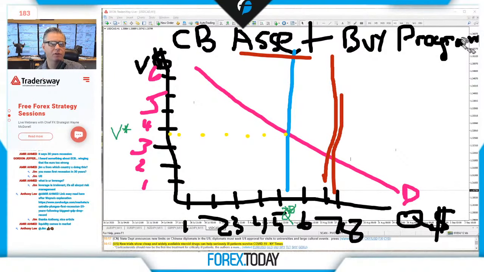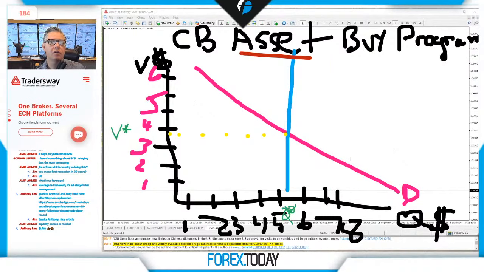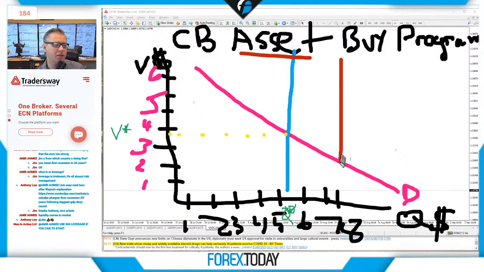Dude, that's supposed to be vertical. This is terrible. Okay, there's a new quantity of money.